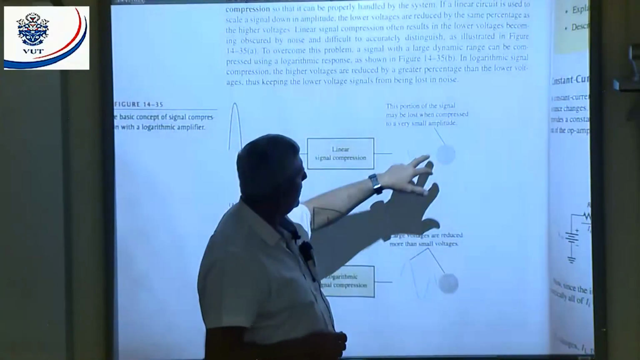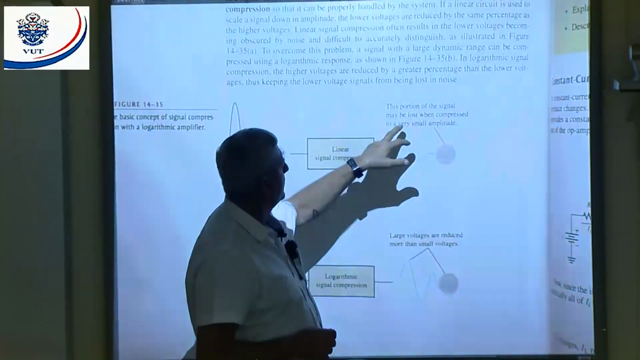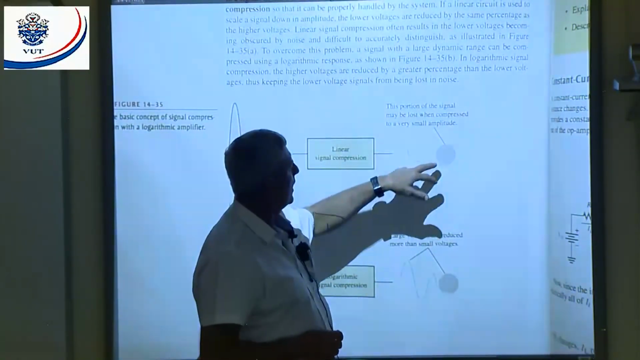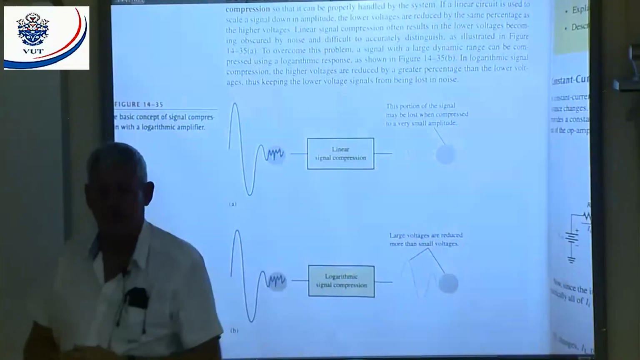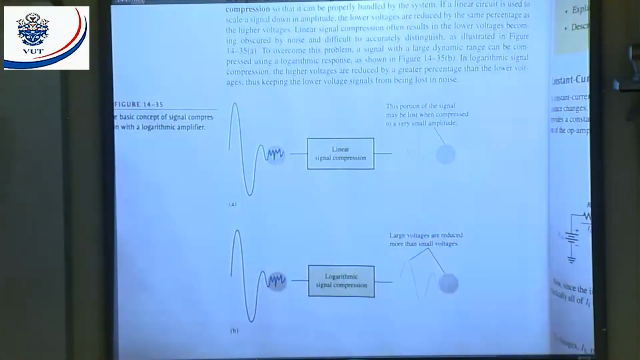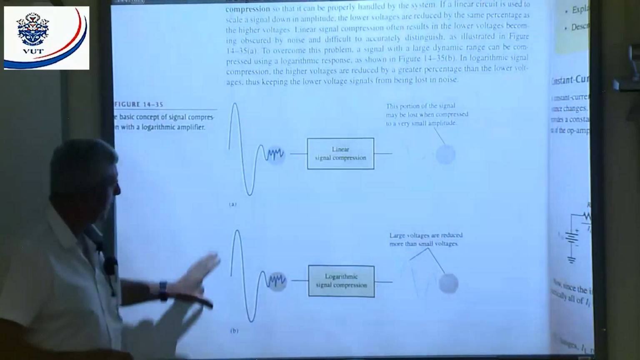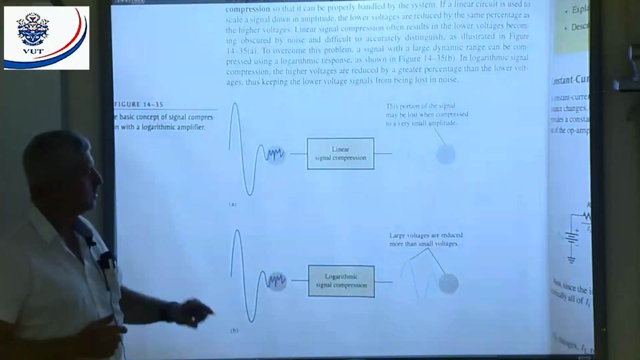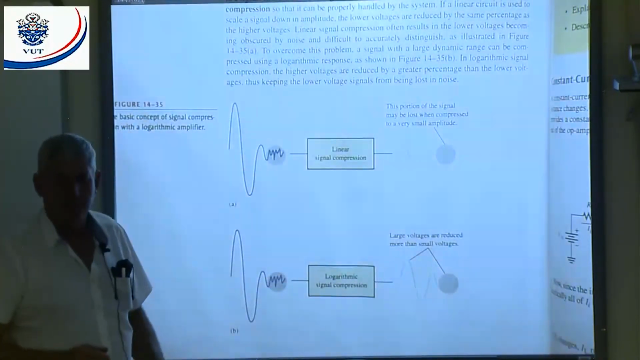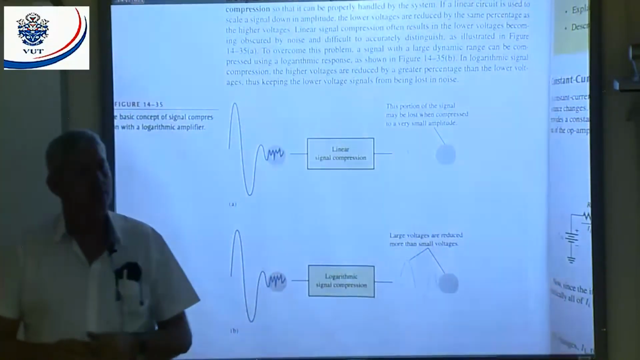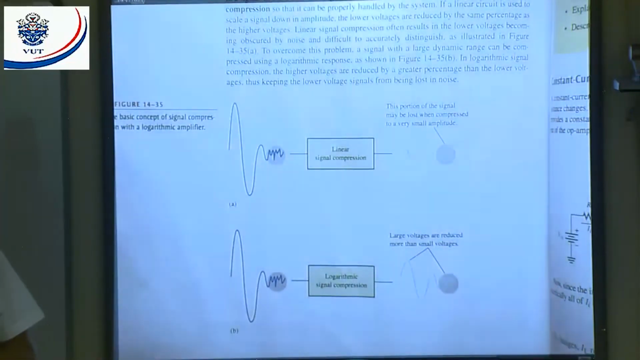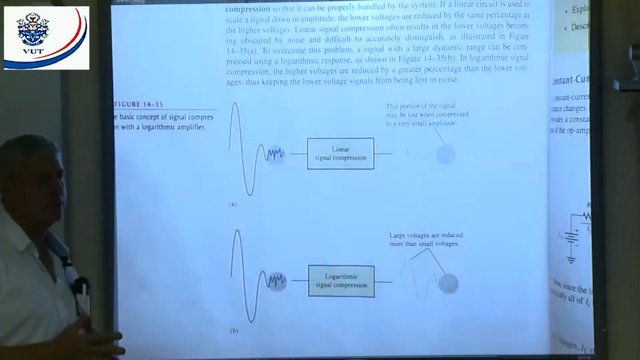And now you can see this information. They say this portion of the signal may be lost when compressed to a very small amplitude. You see, you will lose that information. But when I make use of a logarithmic signal compression, what will happen? It will compress a large part much more than the small part, all right? And that means that information is not going to be lost. You with me? That will happen in the case of a logarithmic signal compression. That's the big difference between linear and logarithmic compression. Any questions?